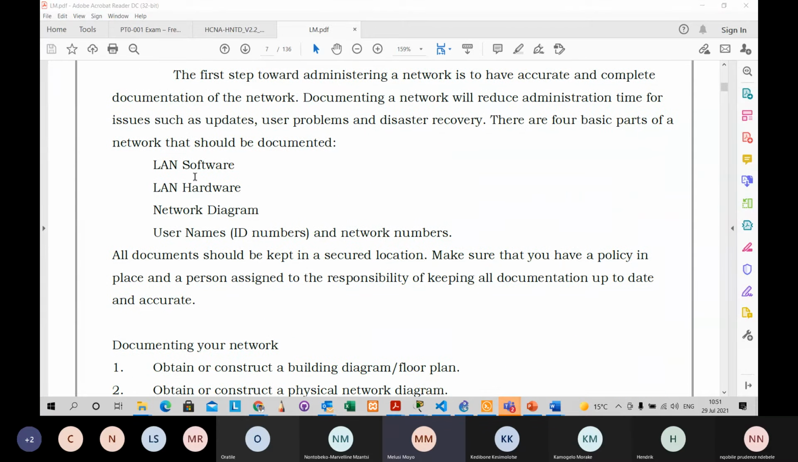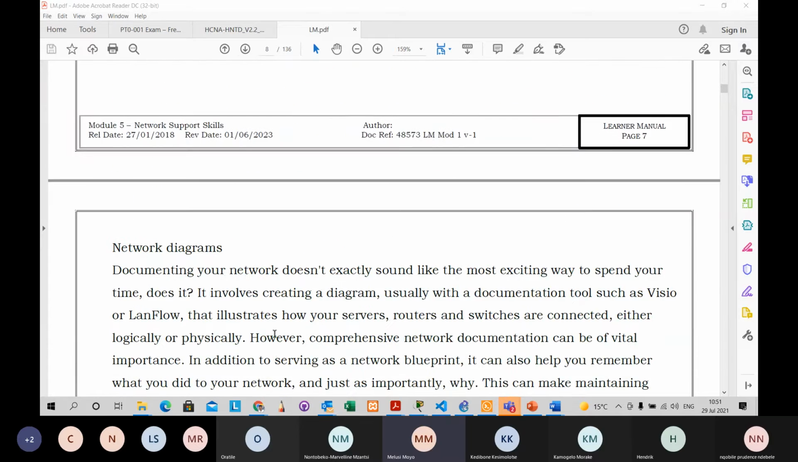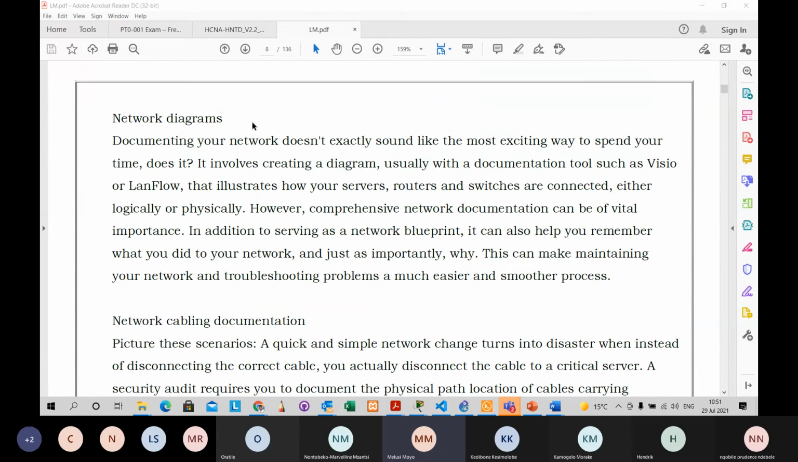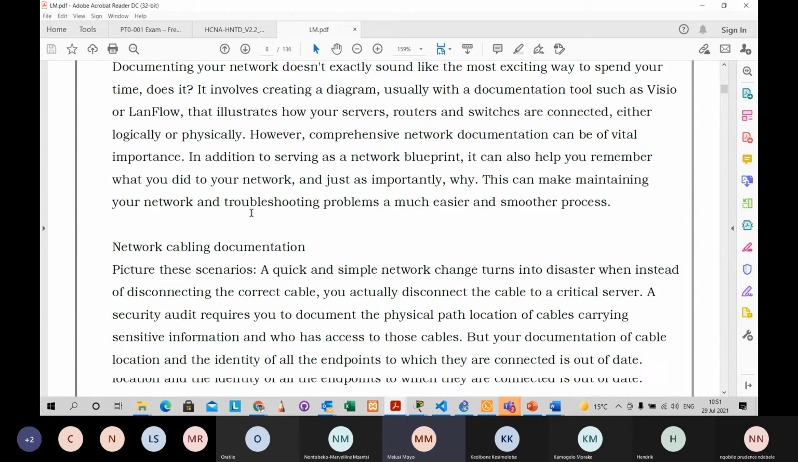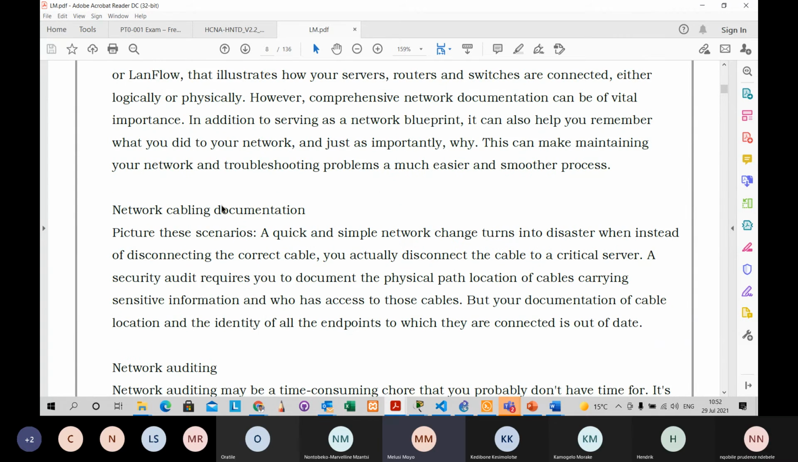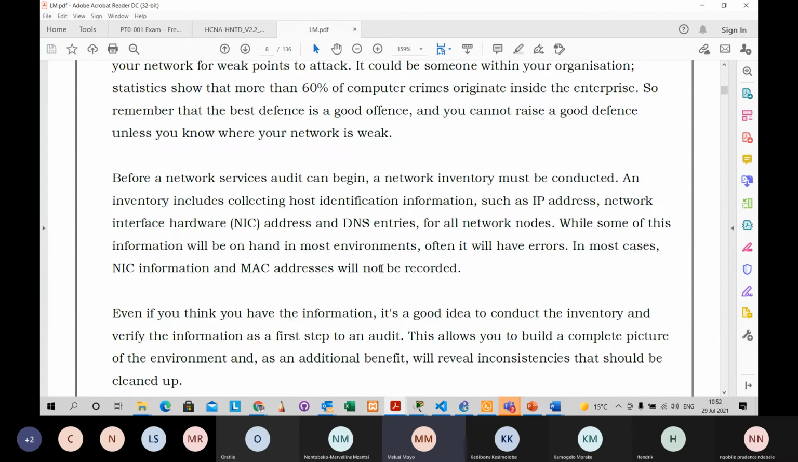All right, there is the LAN and then the LAN software and hardware. Let me see what I'm missing now. Network diagrams. Okay, I've shown you the different network diagrams, like network cabling documentation, network topology.